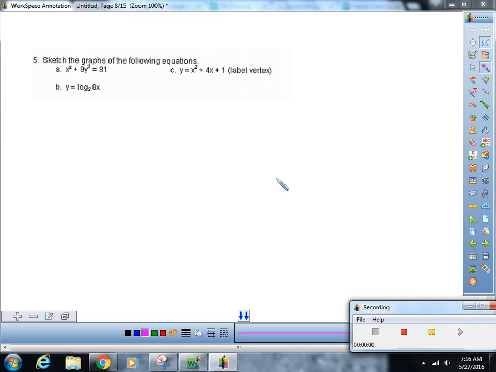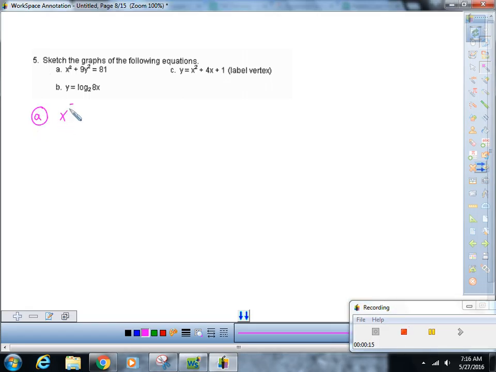All right, number 5 here. What they're kind of seeing here is if you can manipulate these things and just sketch an accurate graph. So for part A, this kind of looks like the equation of a circle centered at the origin, but it's not because you've got a different coefficient on the x than you do on the y.